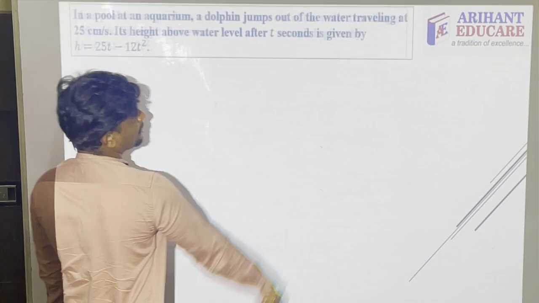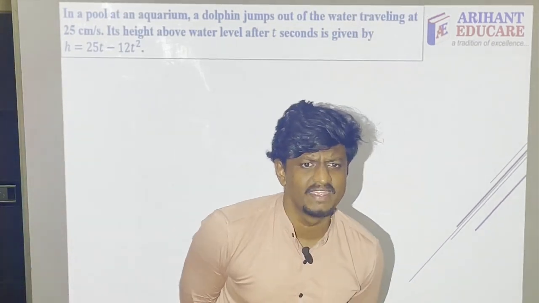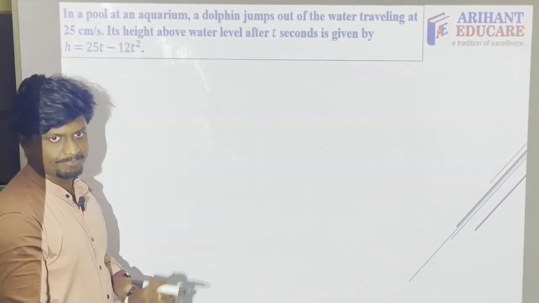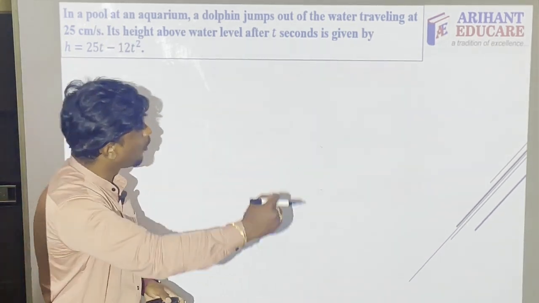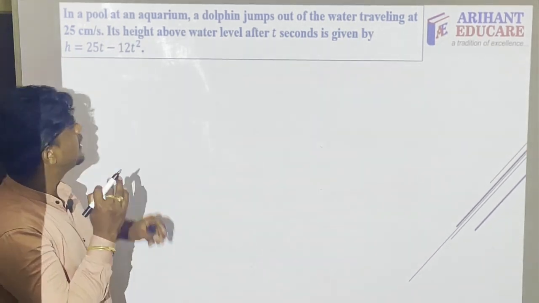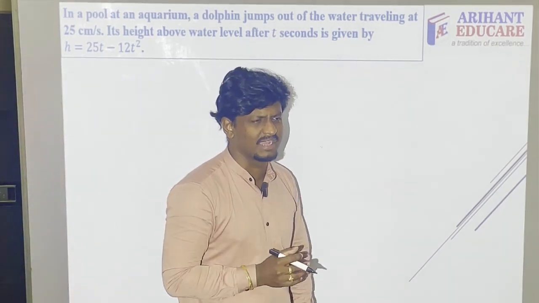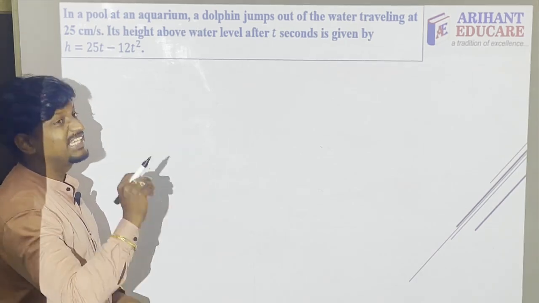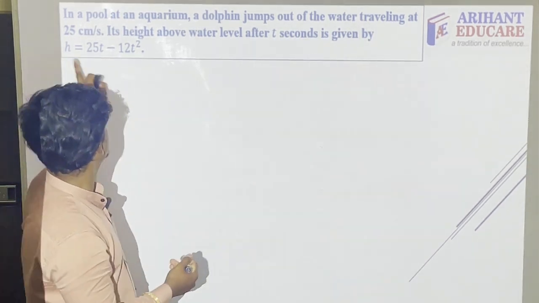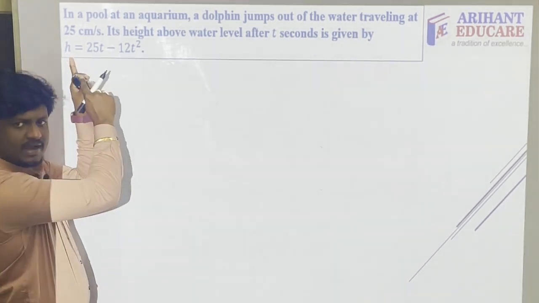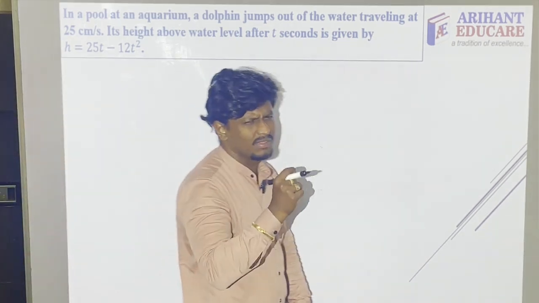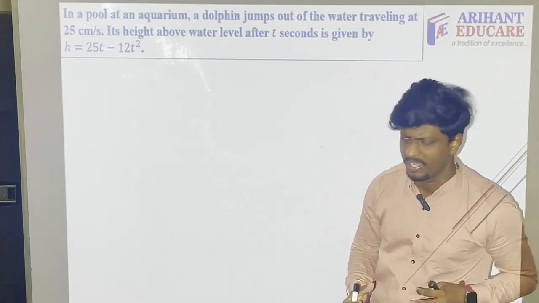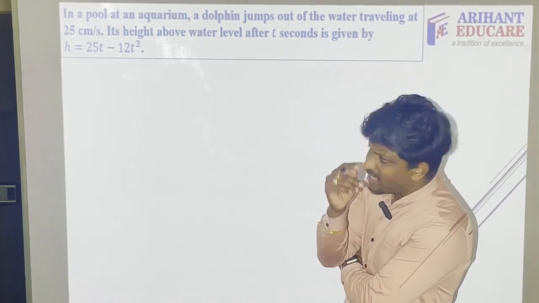Okay, let's go for some case study based questions. It says, in a pool at an aquarium, a dolphin jumps out of the water traveling at 25 centimeter per second. Its height above water level after t seconds is given by h. The height is 25t minus 12t square. Take t for any number and it will give you the height. It's a polynomial.